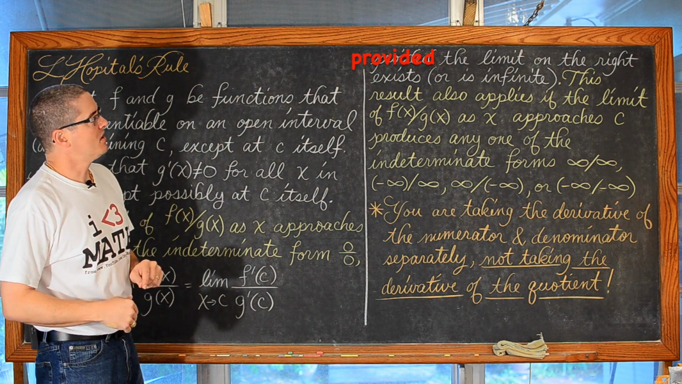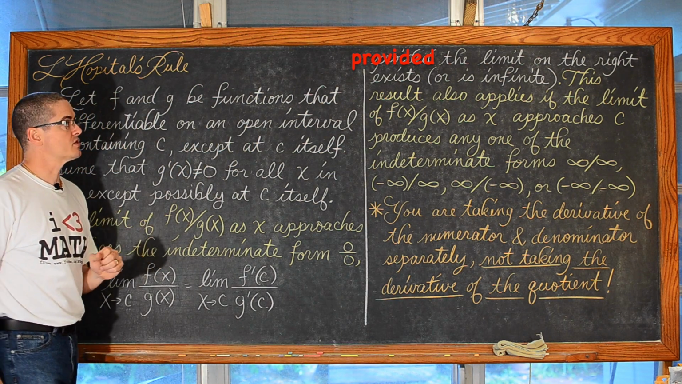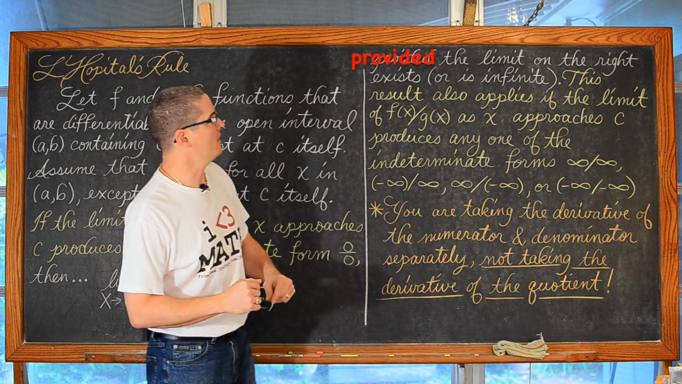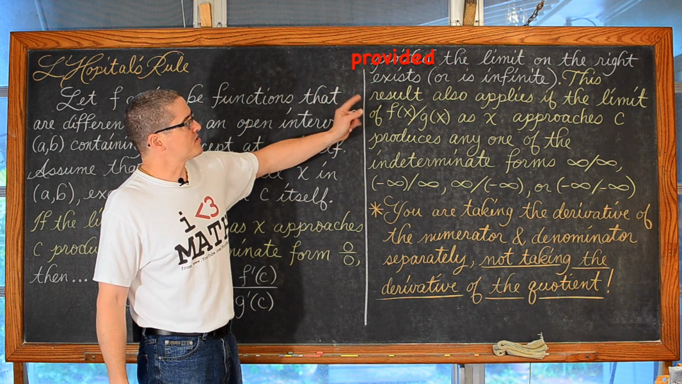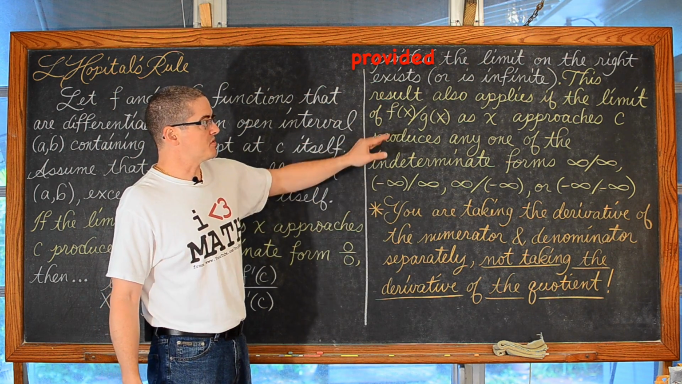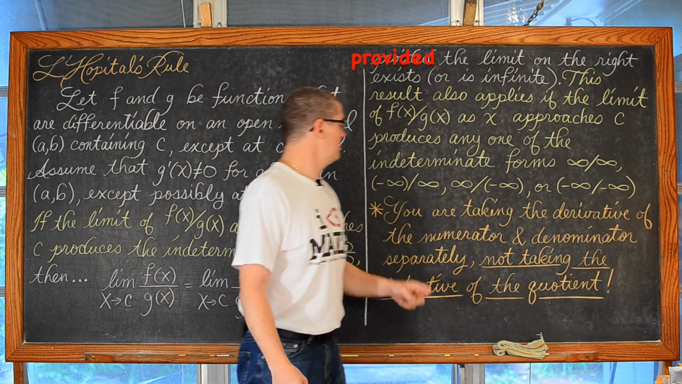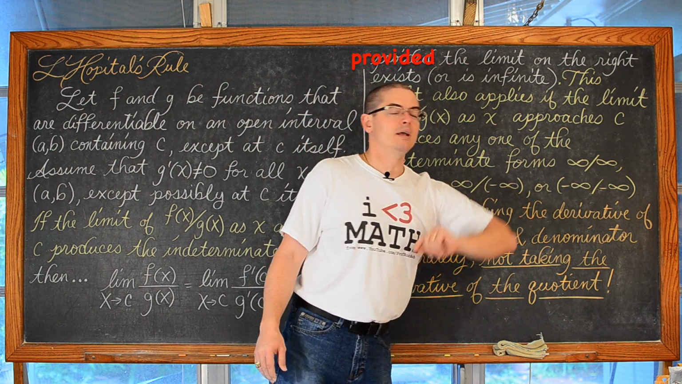This result also applies, and I'm putting this back in yellow again because I want to go back to this condition over here. This result also applies, the result, voila, right there, the actual L'Hopital's rule. If the limit of f of x over g of x as x approaches c produces any one of the following indeterminate forms: infinity over infinity, negative infinity over infinity, infinity over negative infinity, or negative infinity over negative infinity.